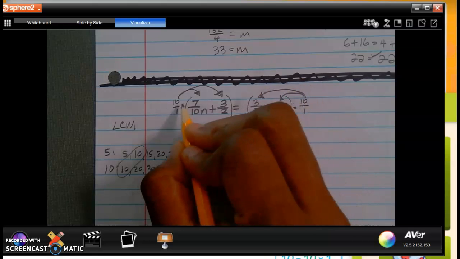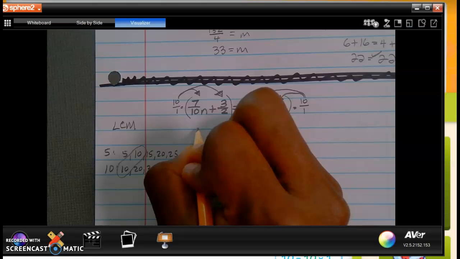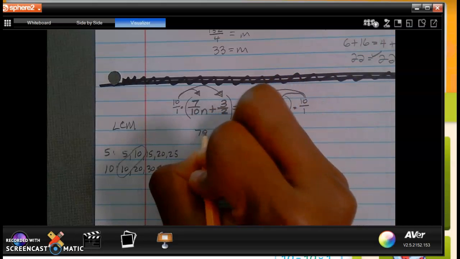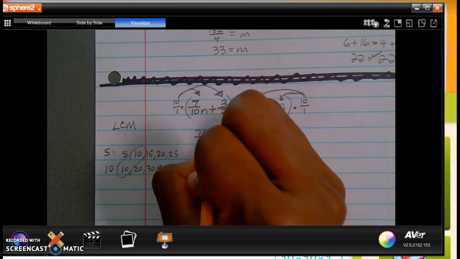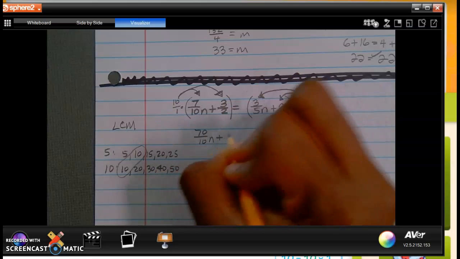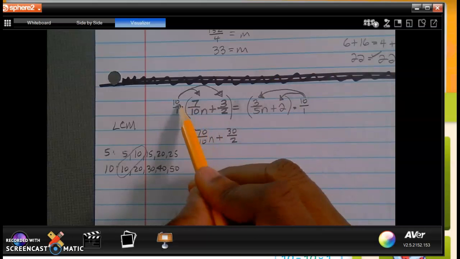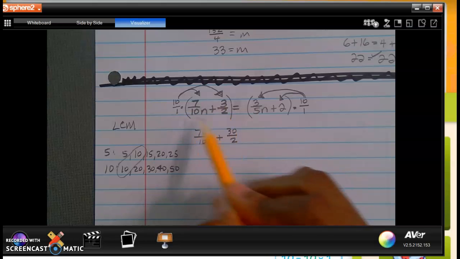This becomes 10 over 10 times 7 over 10 times n plus 30 over 2, okay? I'm multiplying 10 times 3 and 1 times 2.